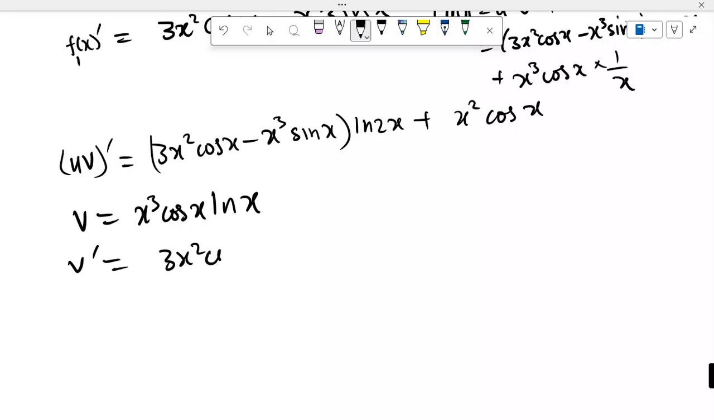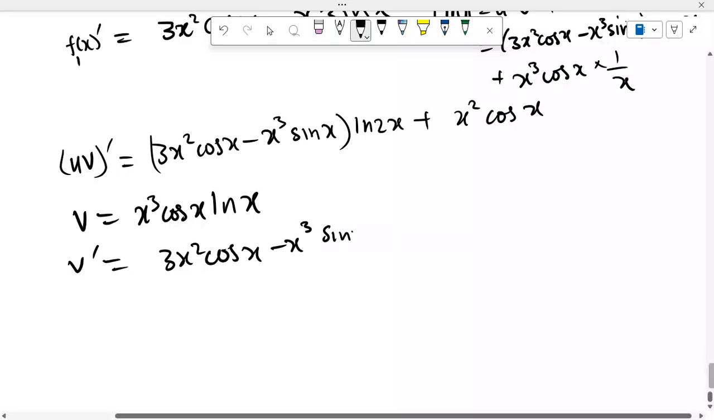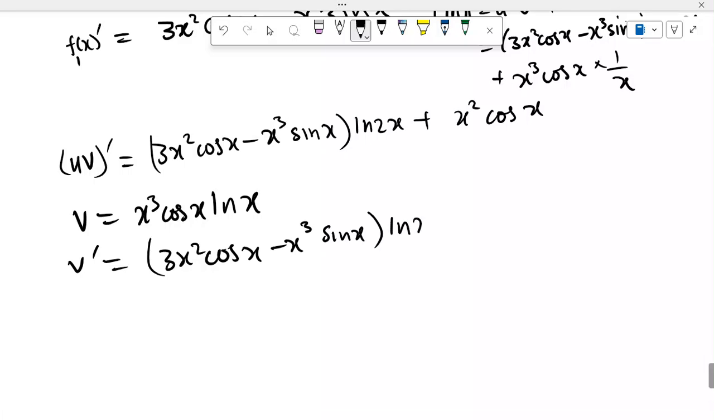Okay, so sine. This is so much solving. Okay. Of course, you can take out the x squared, but no need at this point. Okay. So we have our v and we have our v prime. So now let's go to u.